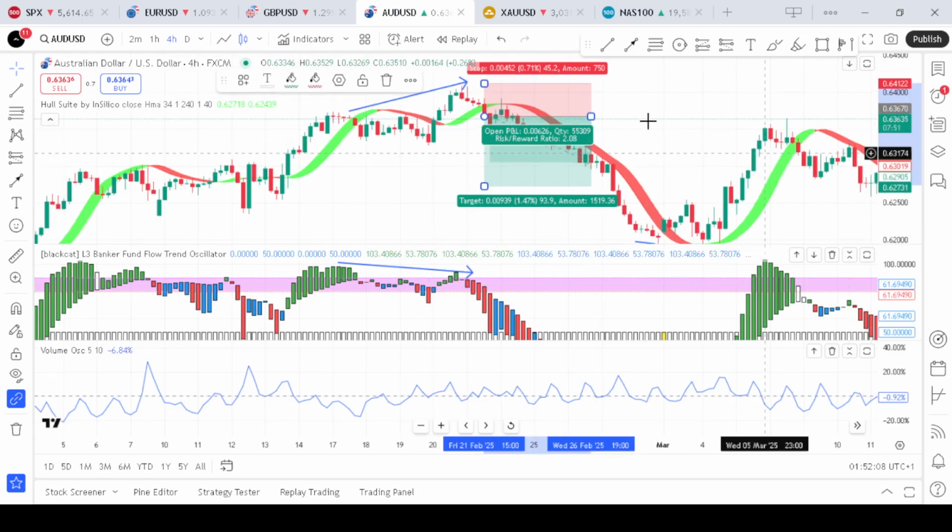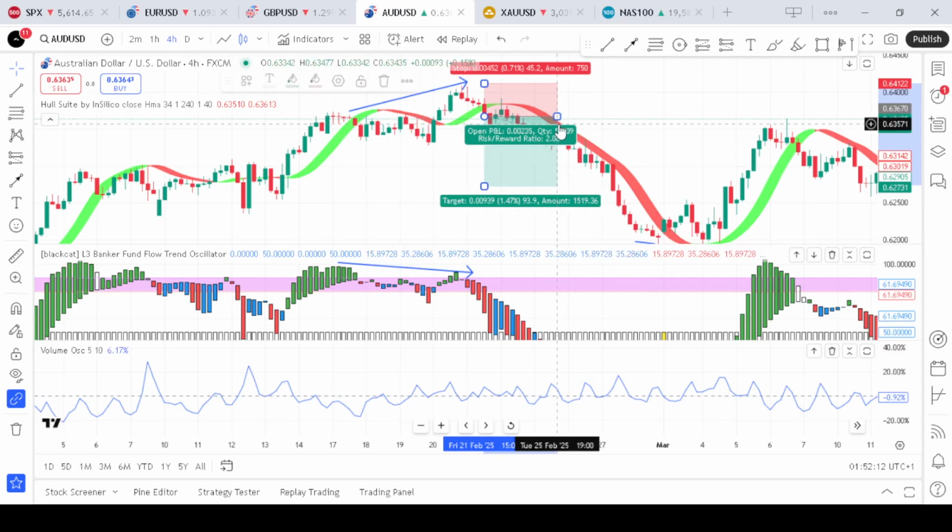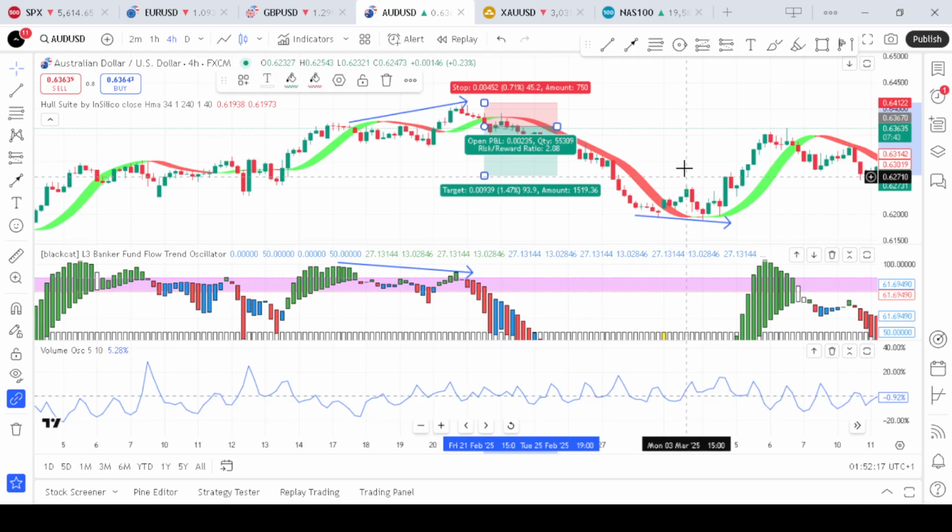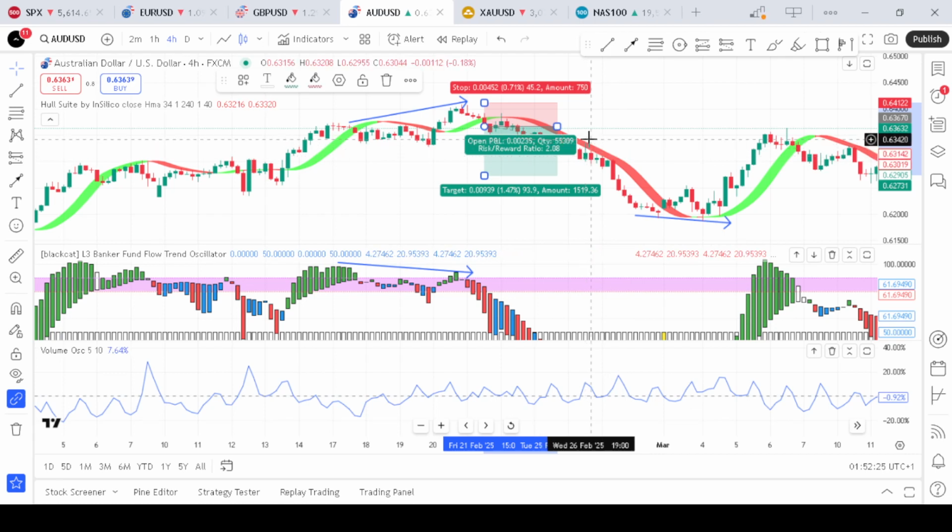You just need to practice this on your demo account first, align all the confluences and get a better understanding of this trading strategy before you apply it on your real chart, your real money chart.